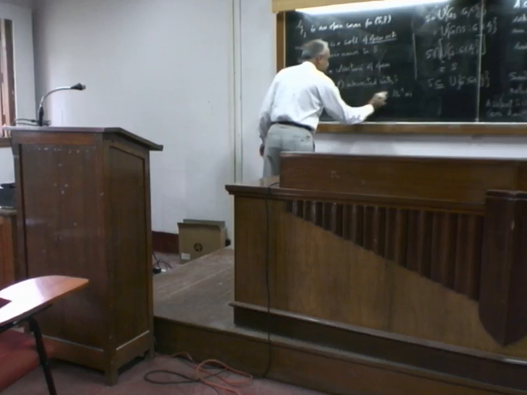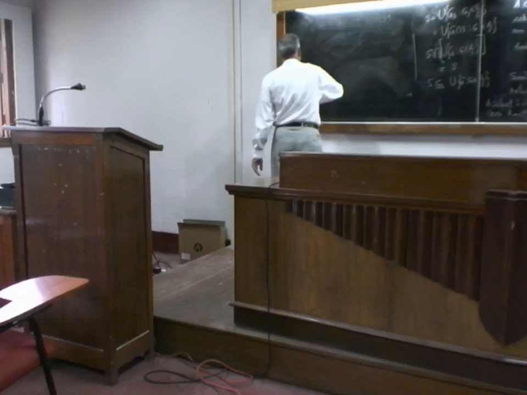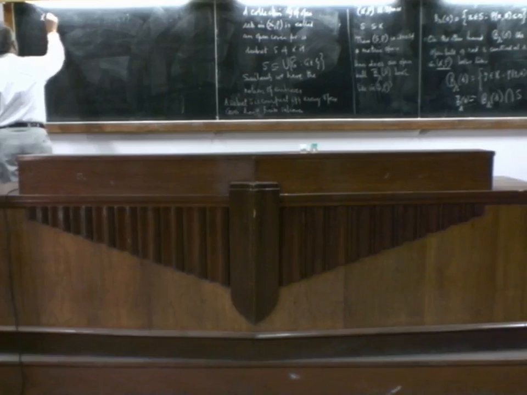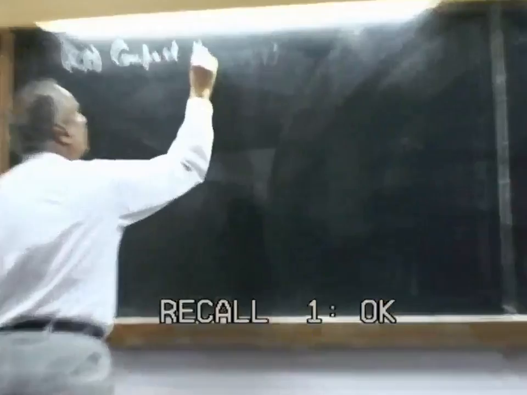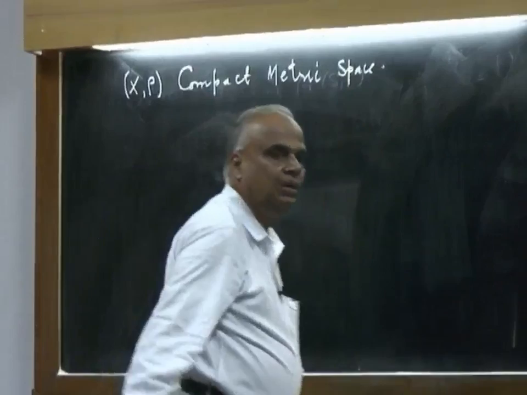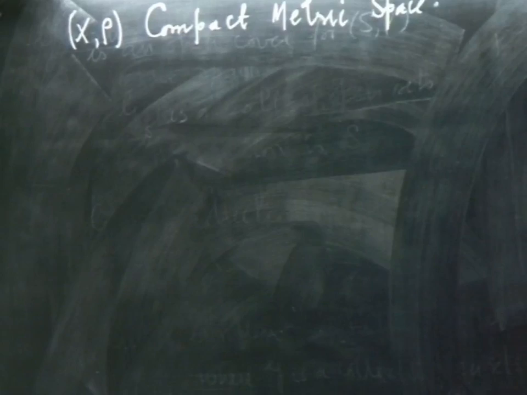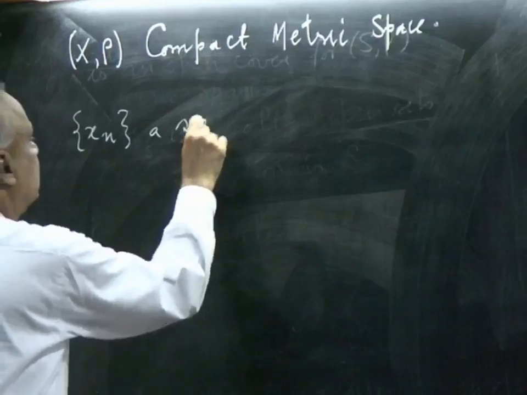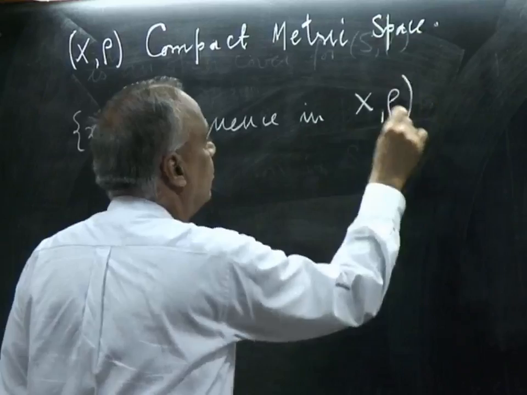Okay, so now let us take a compact metric space. So, suppose I have a compact metric space. Now, I take a sequence. I am trying to connect these notions now. So, I am going to take a sequence of elements, a sequence in a compact metric space.